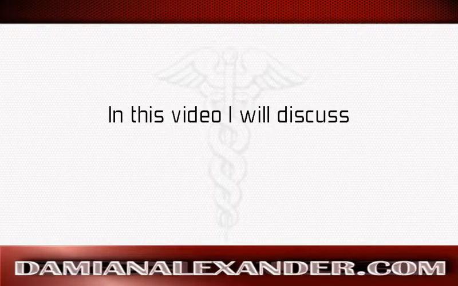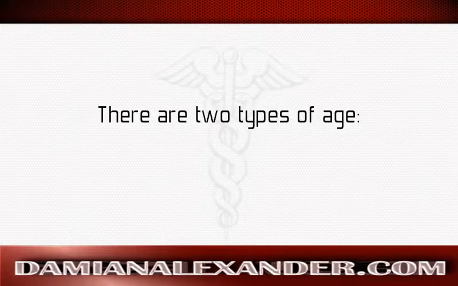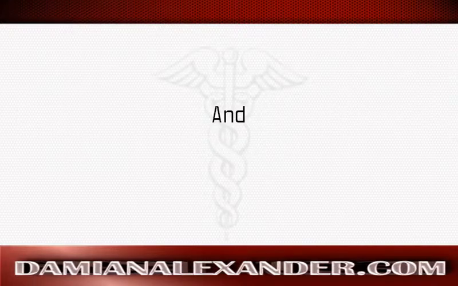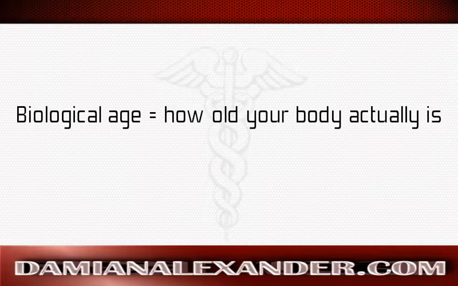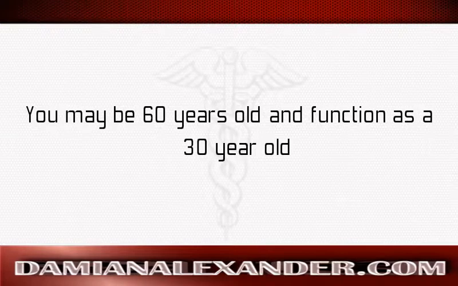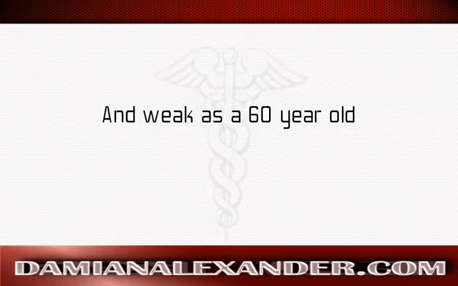In this video, I will discuss adenosine triphosphate and aging. There are two types of age: chronological age, the number of years you have lived, and biological age, how old your body actually is. These types of age can be completely different. You may be 60 years old and function as a 30-year-old, or you may be 30 years old and be as sick and weak as a 60-year-old.